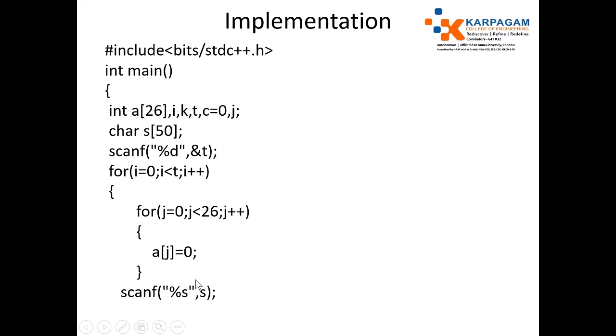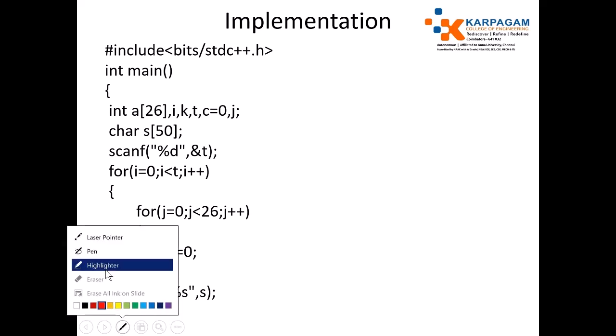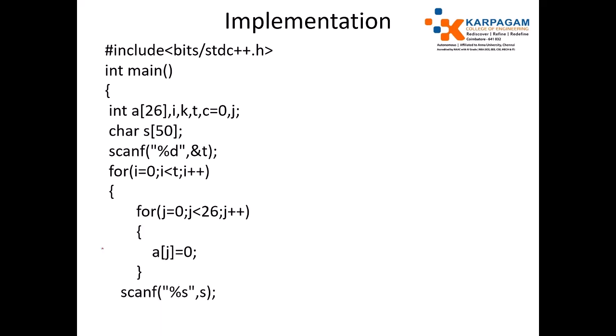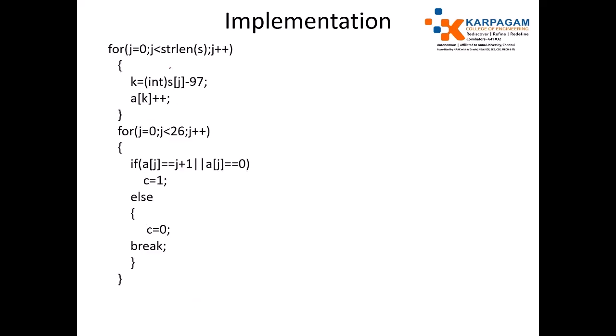After setting all the memory locations to 0, receive the string by using the scanf statement. While getting the input from the user as a string, you don't mention the ampersand operator because the string itself is a pointer. After that, record the frequency of every character inputted by the user by using a for loop.